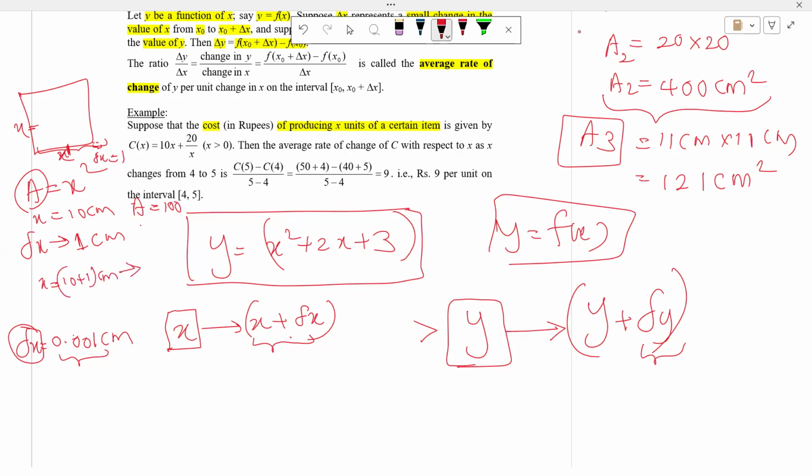Because of that, you have an increment on your y. That we can call delta y. So delta y means the increment on your area, right? How can you find out the increment on your area? You need to find out this colored area. If you find out this colored area, that is the increment. So that increment will be how many? 21 centimeter squares, right?